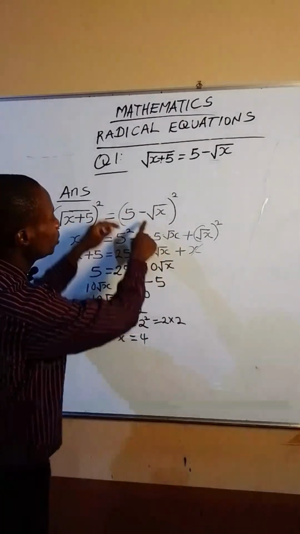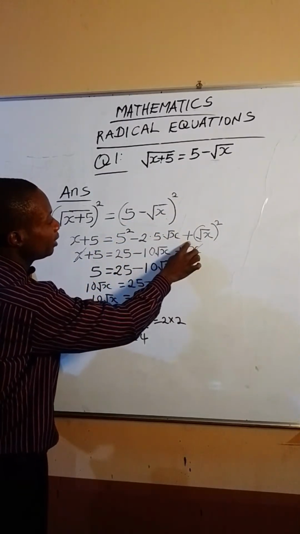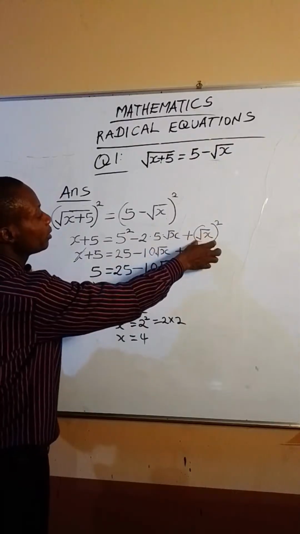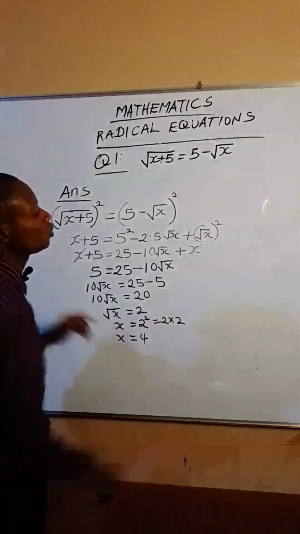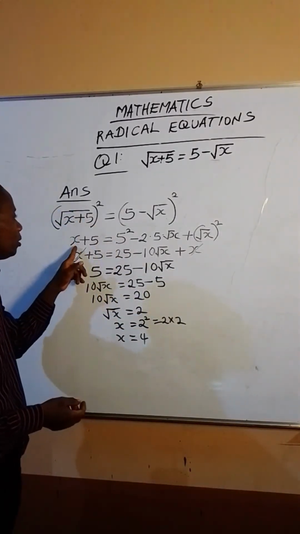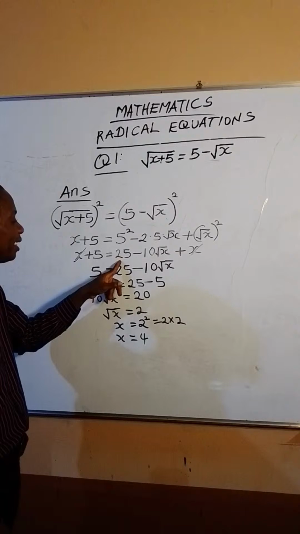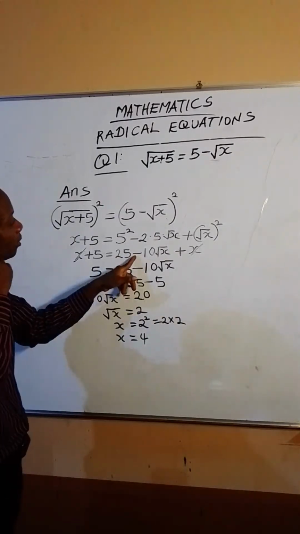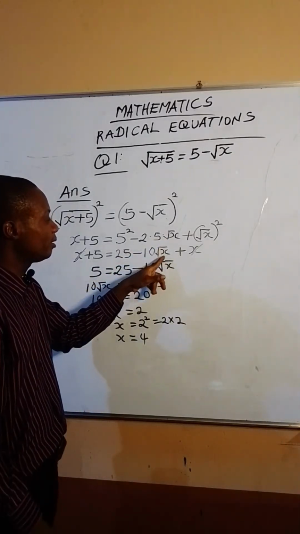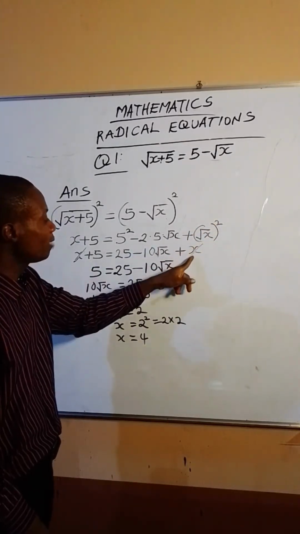Then we take the second one, which is 2 times 5 times root x, then plus minus root x square. The minus becomes plus. Then we cancel the root to give us x here. Since the root is gone, we are left with only x plus 5 here. Then 5 square is 25, then minus 2 times 5 is 10 root x, plus this root is gone due to the presence of this square, so we have only x here.